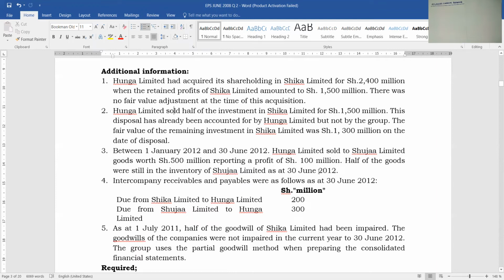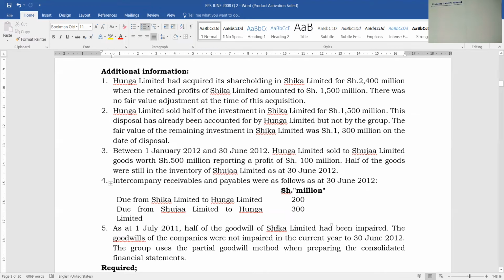So by the end of the year, that is June 2012, half of the goods which Shujaa received from Unga were remaining in his stock. So we need to check the unrealized profit on the stock, which is direct, because when Unga sold to Shujaa the goods for shillings 500, he made a profit of 100. Which means that for Shujaa to realize this profit of 100, he has to sell everything, that is the entire goods he received from Unga.